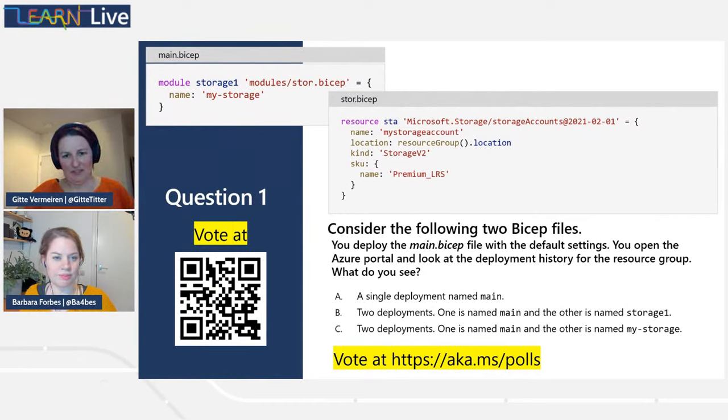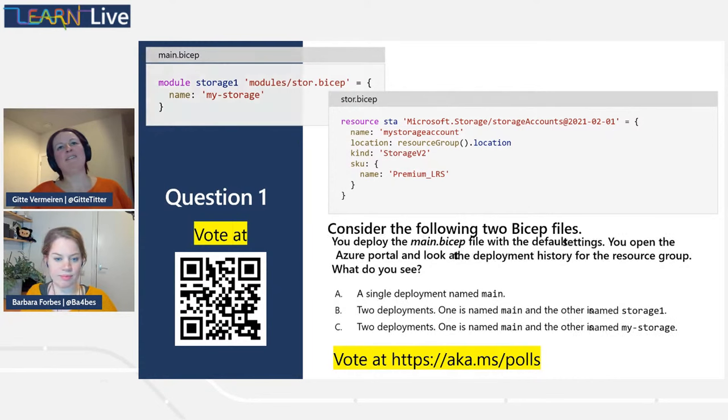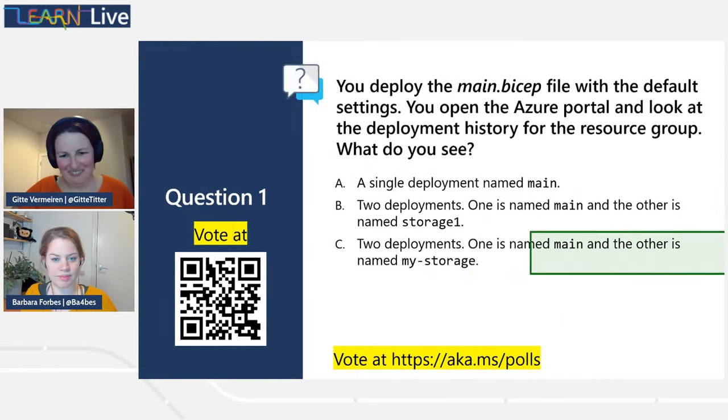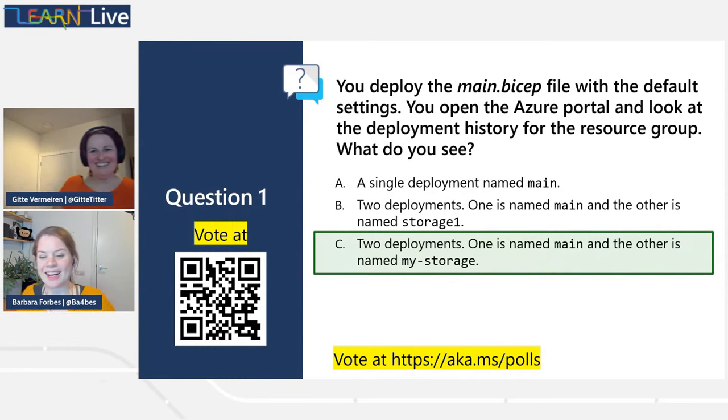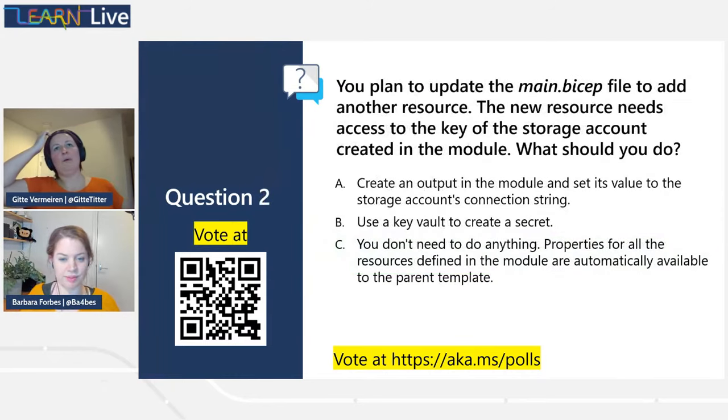So at least one person got this wrong. I got this right. It is actually answer option C. So you get two deployments. The first one is main. A lot of people were for the two deployments, but there was some difference on what the name of the second deployment would be. But it's going to be my storage for the second deployment. Yeah. Cool. Let's go to the next question.